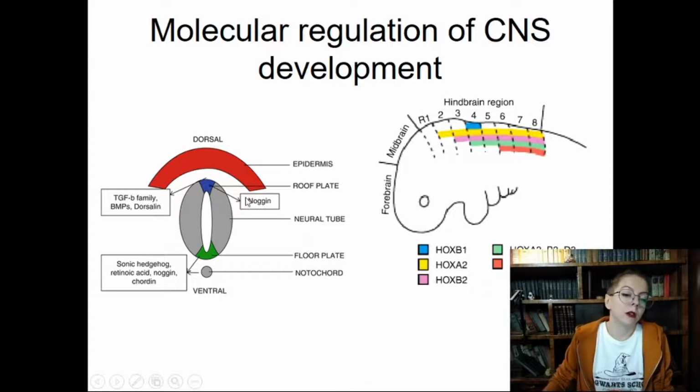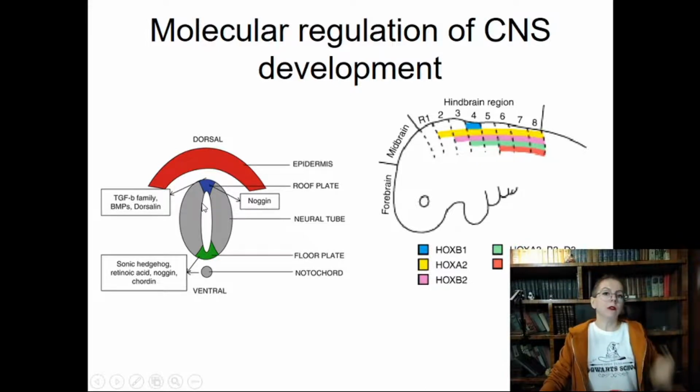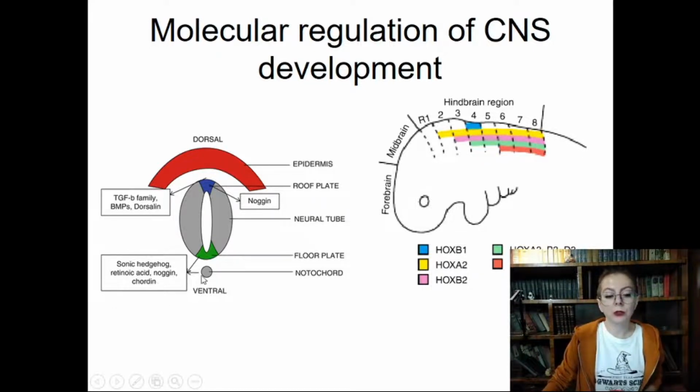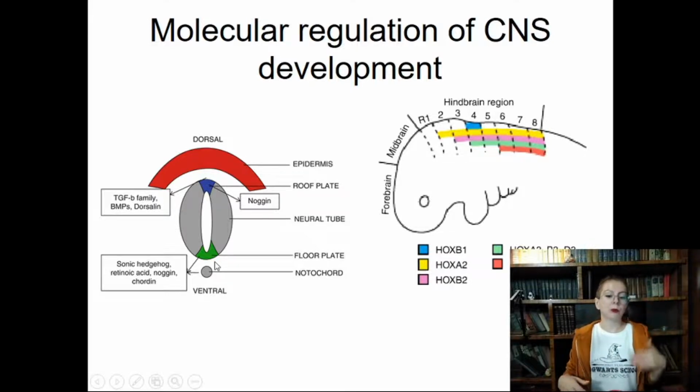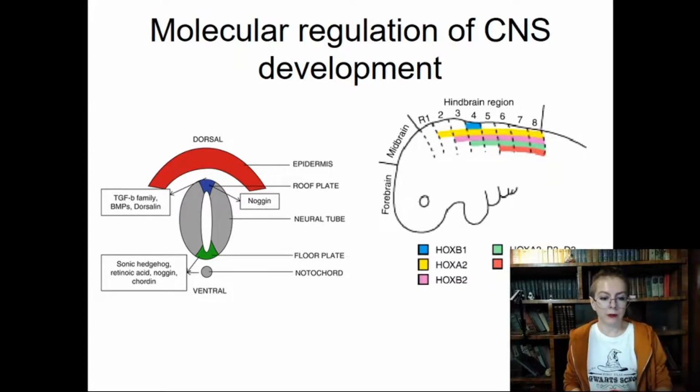After that, sensory and motor neurons are formed in the neural tube under the influence of the ectoderm and notochord, respectively. So the epidermis, or the ectoderm above the neural tube, expresses a group of factors helping to specify the dorsal neurons into sensory ones, while the notochord expresses another group of factors helping to specify the ventral region of the neural tube into motor neurons. And those factors are very important, of course, in the development.